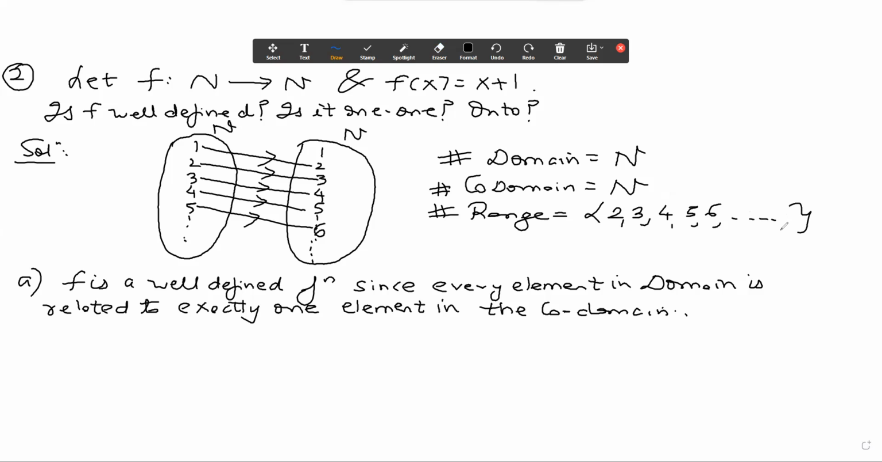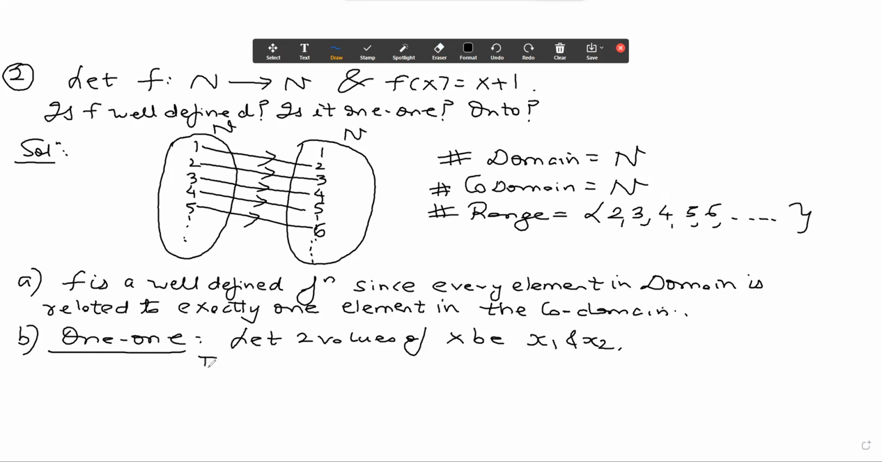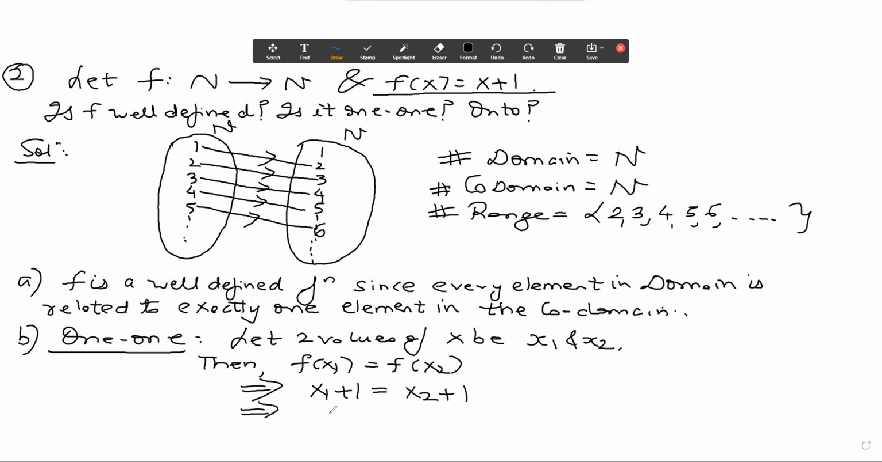Okay, so now it's a well-defined function. Is it 1, 1? Now, how do we check for 1, 1? For 1, 1, we say that let the two values of x be x1 and x2, then f of x1 equal to f of x2 implies what will f of x1 be? x1 plus 1. f of x2 will be x2 plus 1, which implies x1 is equal to x2. This is how we show it's a 1, 1 function, right?